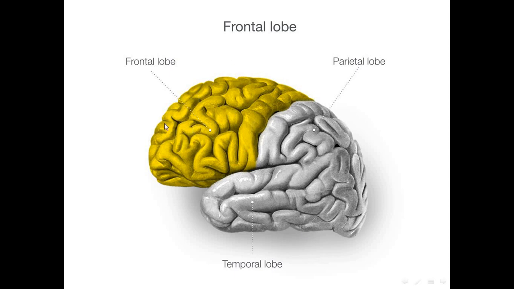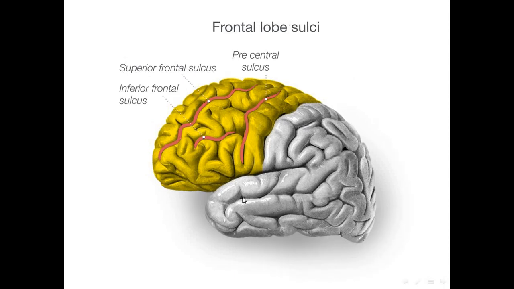The lobe highlighted in yellow here is the frontal lobe. It shows the relation between the frontal lobe and the other structures. So it lies within the anterior cranial fossa, just above the orbital plate of the cranium. This is the parietal lobe posteriorly and the temporal lobe inferiorly.